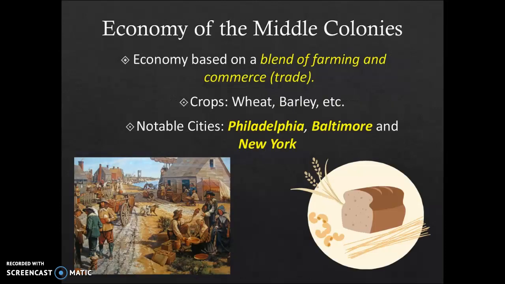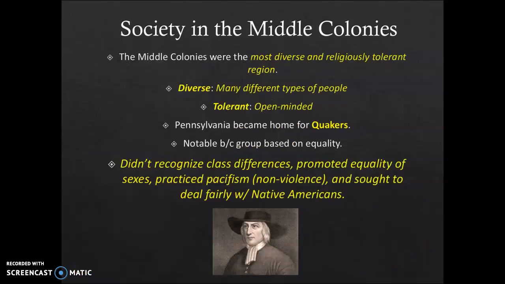The economy of the middle colonies is based on a blend of farming and commerce or trade. Important crops here: wheat, barley, things like that. Philadelphia, Baltimore, New York, the most important cities in the middle colonies. Society in the middle colonies. They're a more diverse, more religiously tolerant region. They're much more diverse because they had lots of different people. They weren't just coming from England. They were coming from other countries in Europe.